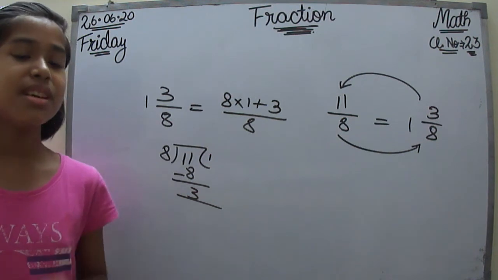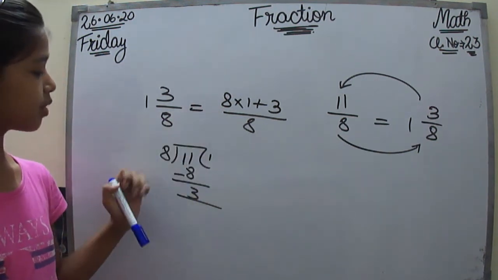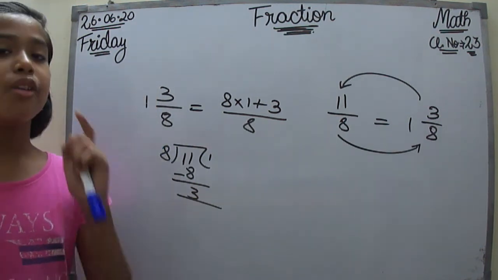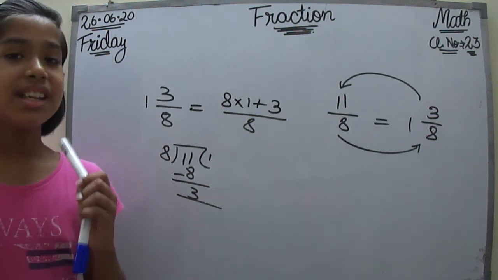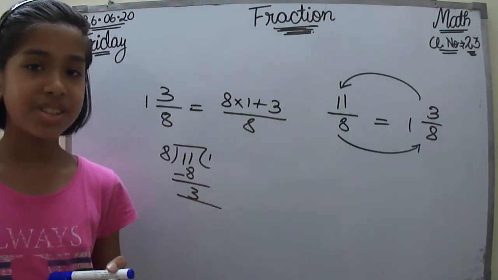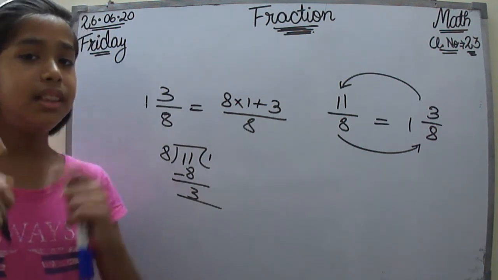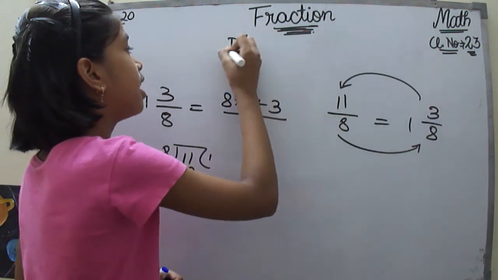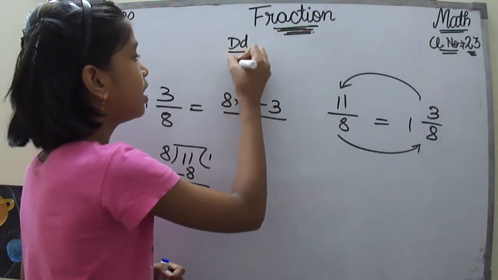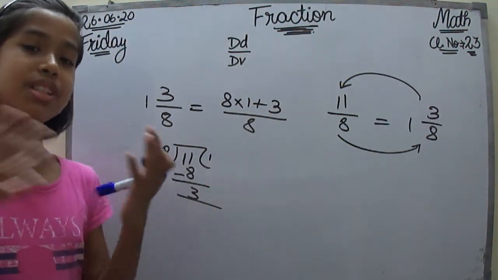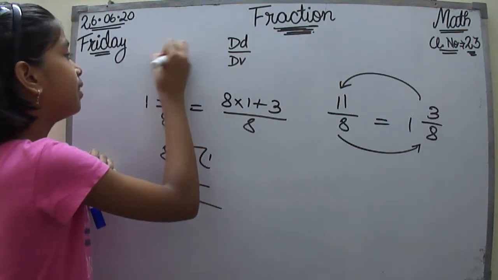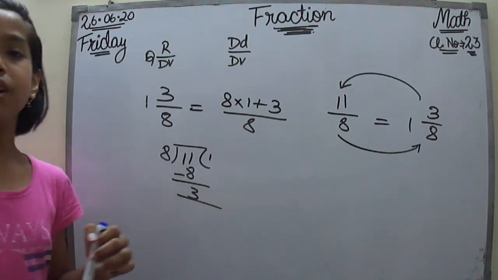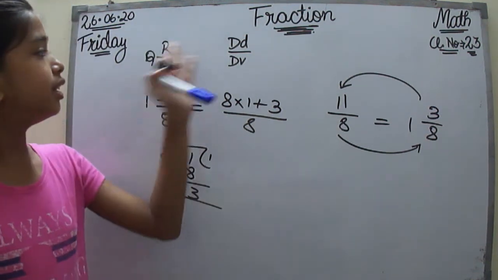Now, can you see something interesting in this also? 1 here, 3 here and 8 here. That means one thing you have to keep in mind: when there is an improper fraction or proper fraction, the dividend is at the upper side, at the top, and the divisor is at the bottom. And in a mixed fraction, the divisor is here, the quotient is here, and the remainder is here.